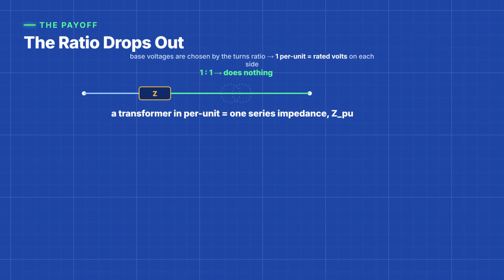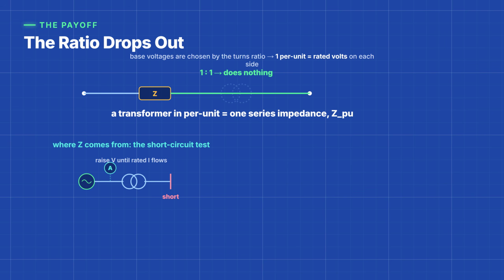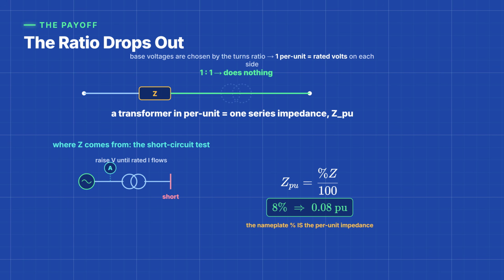So where do we get that impedance? Straight off the nameplate. The maker runs a short circuit test. Short one winding and slowly raise the voltage on the other until rated current flows. The voltage it takes, as a fraction of rated, is the impedance. They print it as a percent. So an 8% transformer has a per unit impedance of 0.08. The percent on the nameplate is the per unit impedance.